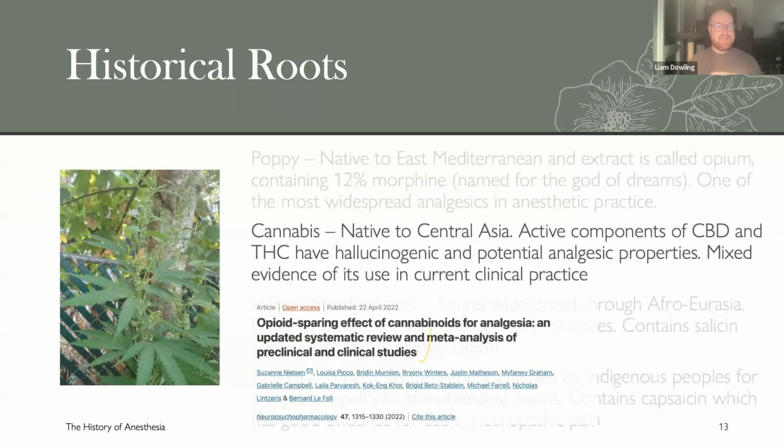Some other more historic ones that we think about, especially in the context of Canada, is cannabis. This is a plant that's native to Central Asia and has active components of CBD and THC, which have hallucinogenic, hypnotic properties, as well as analgesic properties that were used in ancient times. I did some diving into research, and there are still mixed opinions on whether cannabis has a good analgesic effect in a variety of different contexts. But obviously, living in Canada where it's legalized, a lot of research is being done here on whether it can be used in modern anesthesia practice.